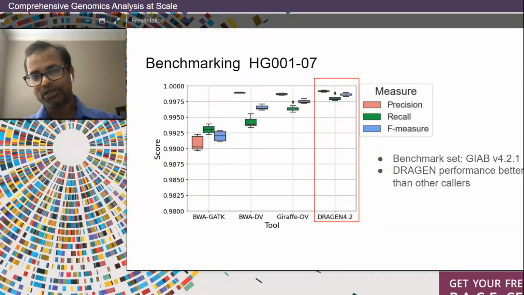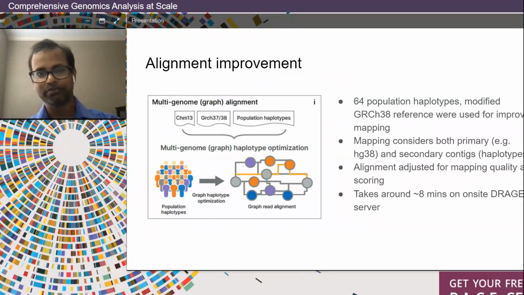So then we wanted to check whether this improved performance was only HG002 specific. So we wanted to use other samples as well. And we took the benchmark set for HG001 to 7 from Genome in a Bottle. And then we compared against other tools. You could see in the right corner the recall, precision and F measure for all tools, all samples taken together. And you could see DRAGEN 4.2 performs better than the other tools.